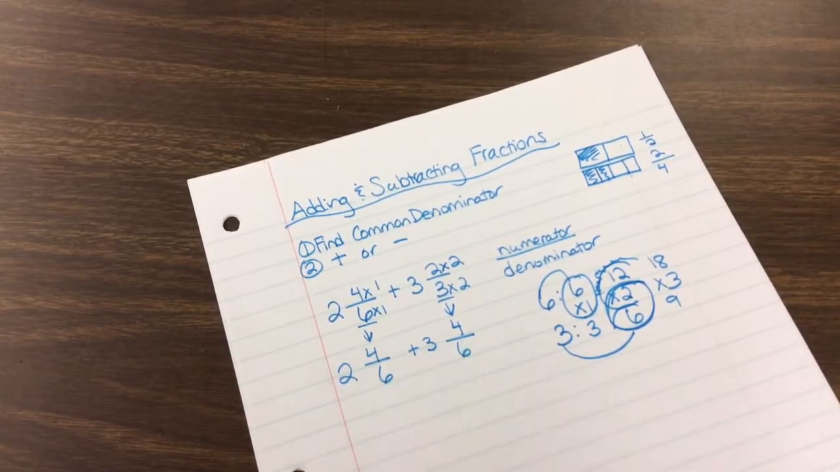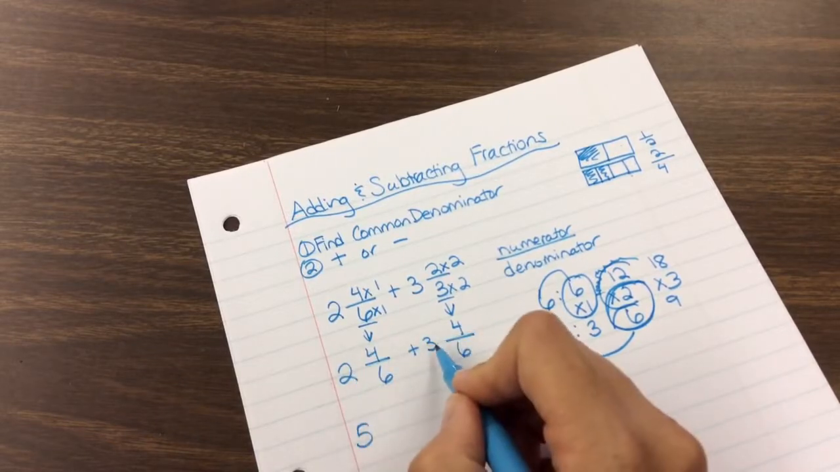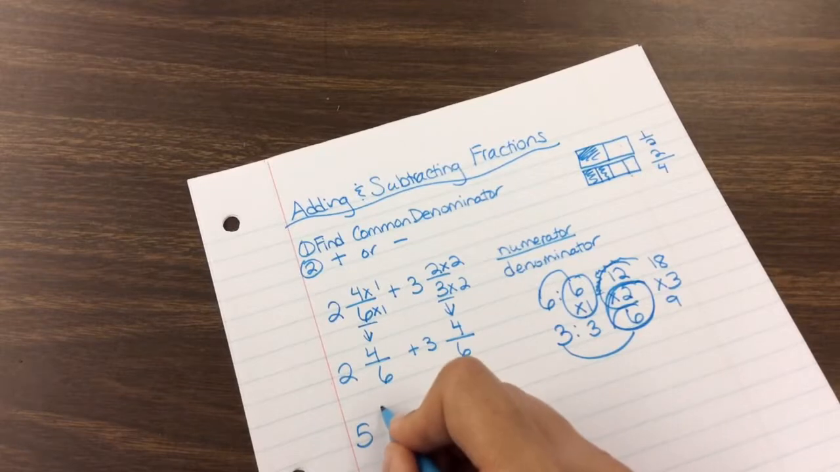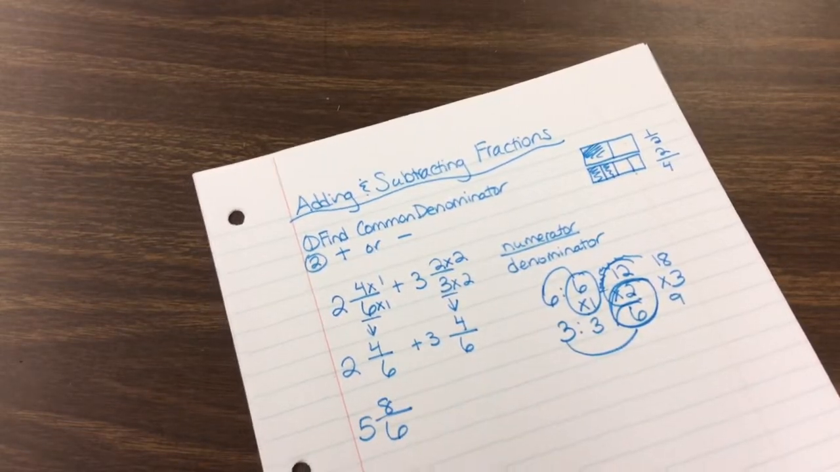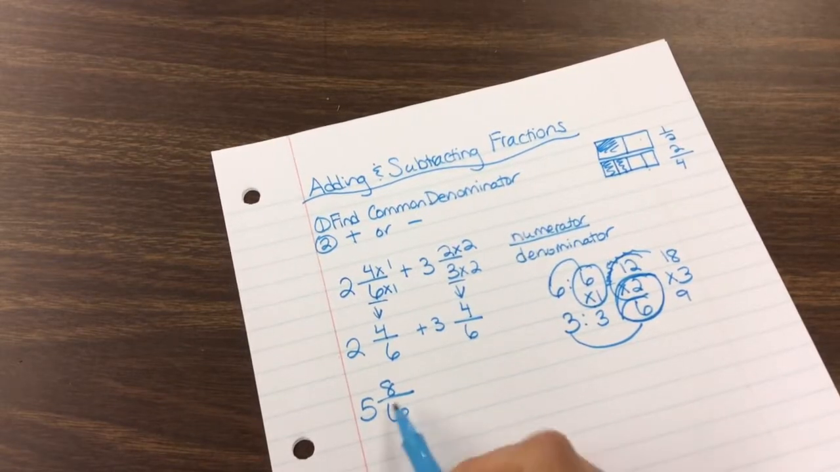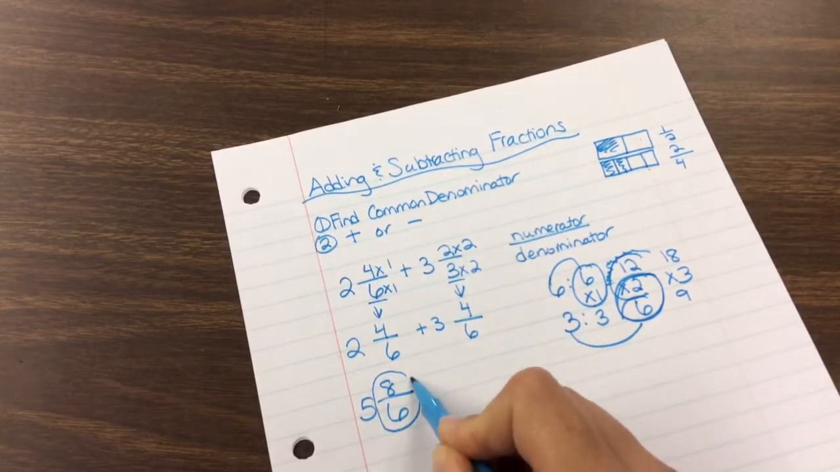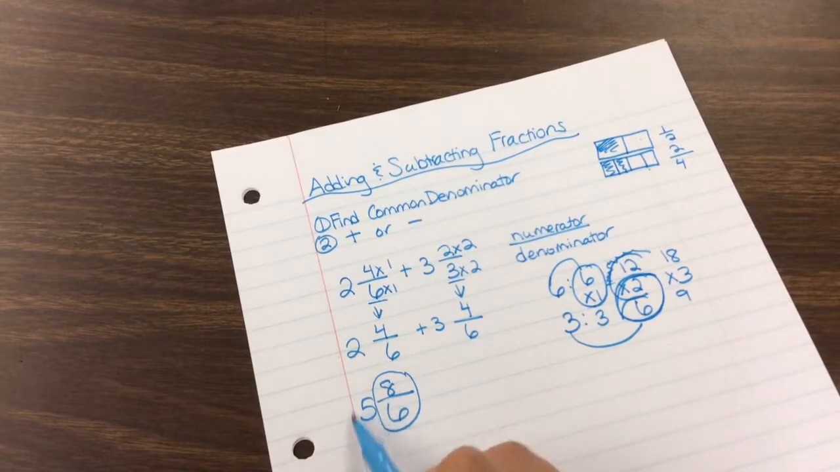Now that I have common denominators, I can go ahead and add. 2 plus 3 is 5. Add my numerators. 4 plus 4 is 8. I don't add my denominators because my pieces are always staying the same. So my answer is 5 and 8/6. But here I have a fraction greater than 1, meaning that I can divide my 8 divided by 6, and I can actually add to this whole number.